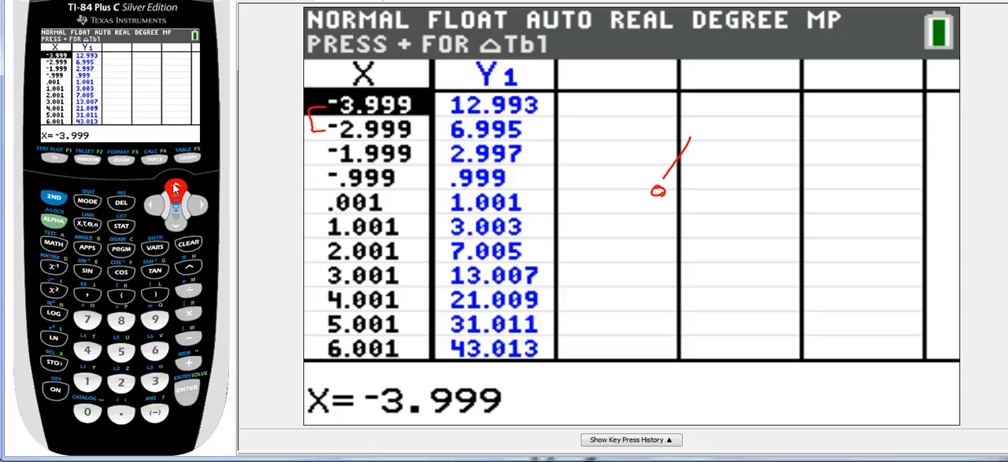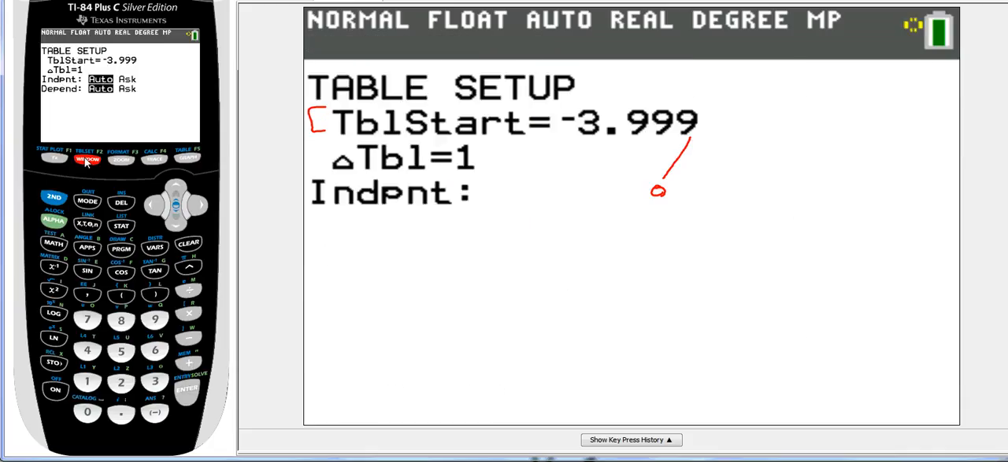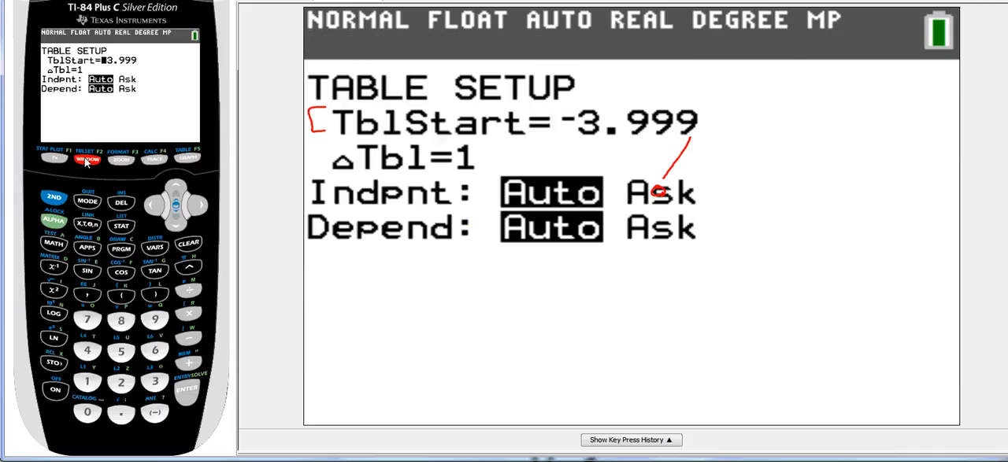Something does not look right. I'm going to do this. I don't know what I just did. Table start, oh, I put in the wrong number, that's why. Table start is 1. This should be 0.001. Sorry, I mixed those two up.